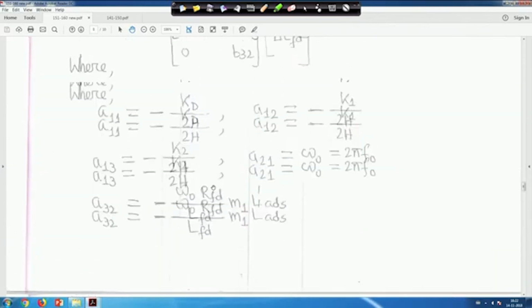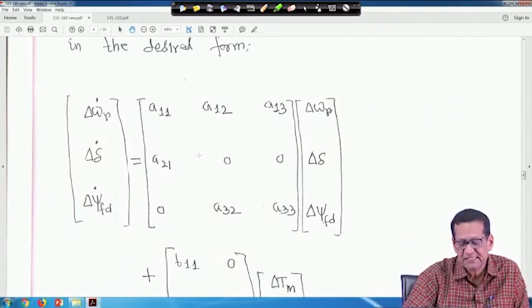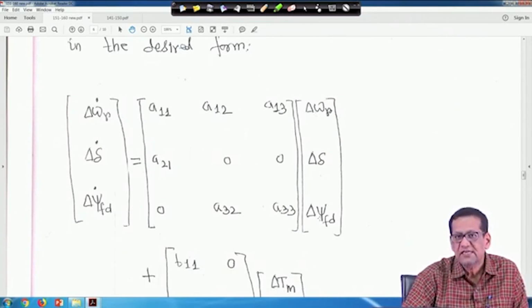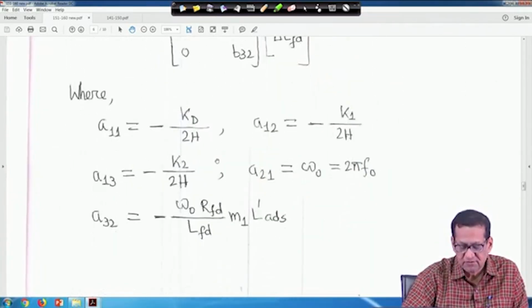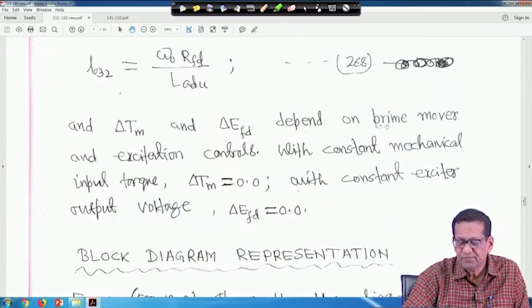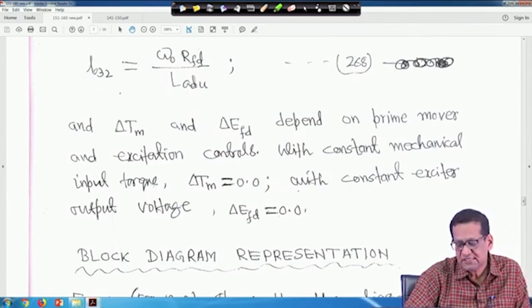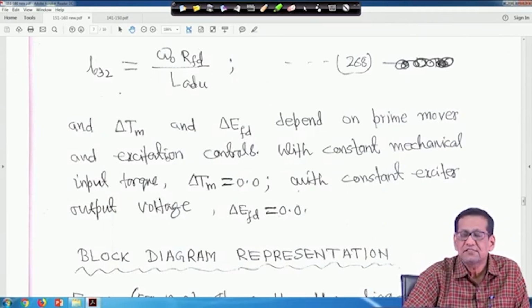So, if you look into that, this is basically a 3 into 3 matrix, right. At present it is a 3 into 3 matrix, and the state variables are delta omega r, delta delta and delta psi FD, right. Now, delta Tm and delta EFD depend on prime mover and excitation controls. With constant mechanical input torque, delta Tm will become 0. Similarly, with constant exciter voltage, delta EFD will become 0, right. If Tm is constant, then delta Tm will become 0, and if EFD, that is the exciter output voltage, is constant, then delta EFD will be 0, right.